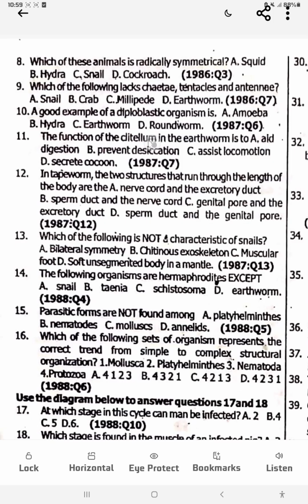When they say animals that are radially symmetrical, they ask this question a lot. The answer is Hydra. Hydra is radially symmetrical. If you cut them here, this side and this side are equal. If you cut them again, this side and this side are equal.